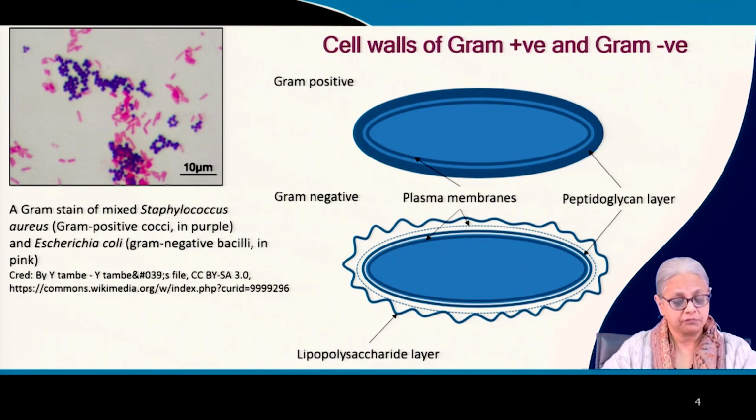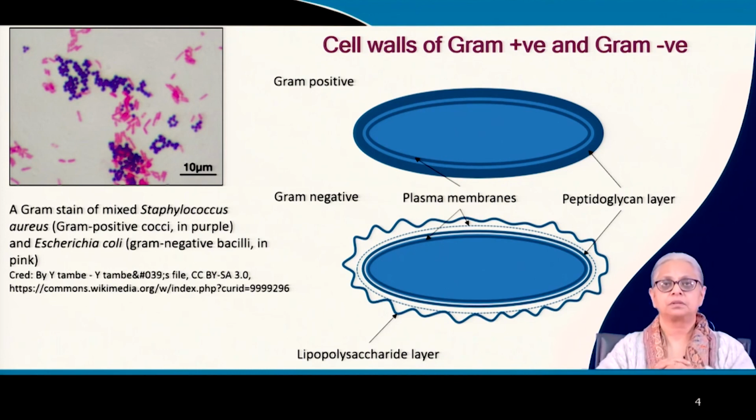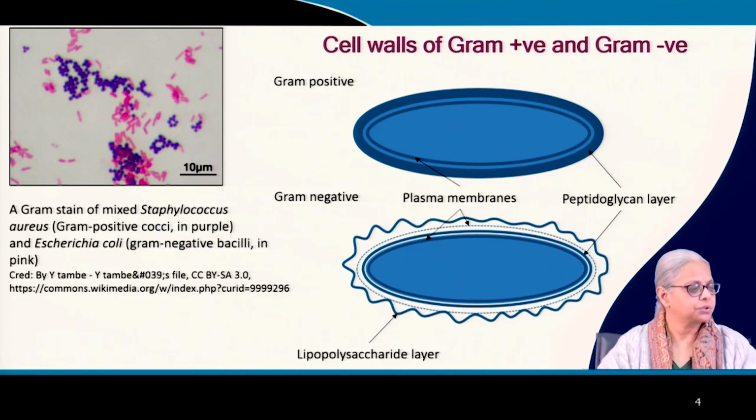So here we have Staphylococcus aureus. It's gram-positive, it's purple, and we have E. coli or Escherichia coli, which is gram-negative, and it's pink in color. So this is perhaps one of the oldest staining procedures that we know of, that has been used, and it continues to be used even today to differentiate bacteria into two groups based on the nature of the cell wall.